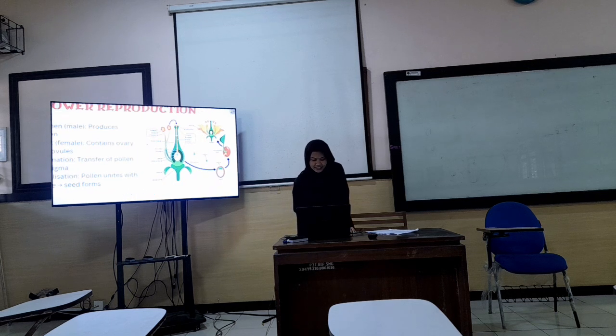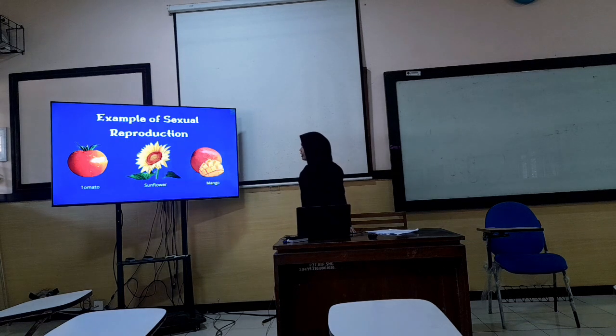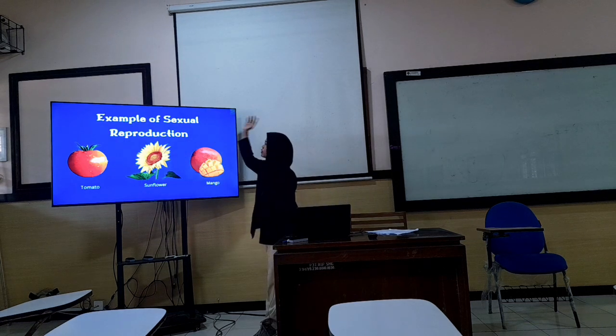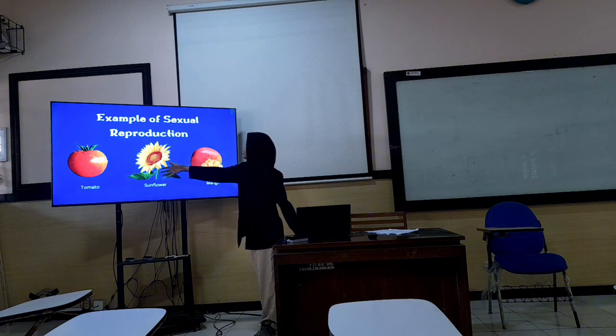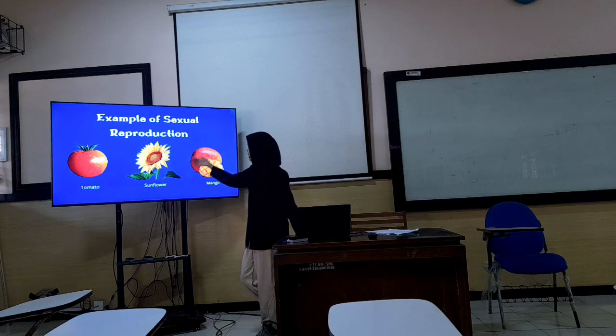Okay. So the next is here. Here are examples of sexual reproduction. Plants like tomatoes, sunflowers, and mango reproduce sexually.